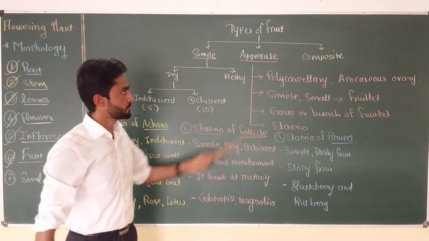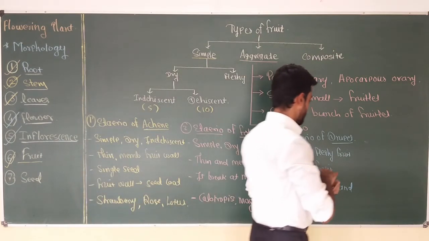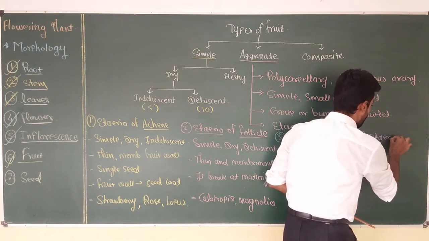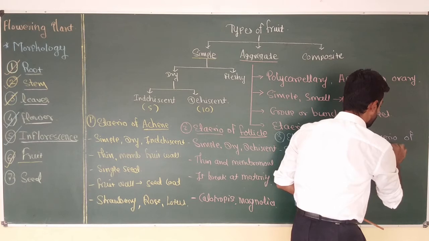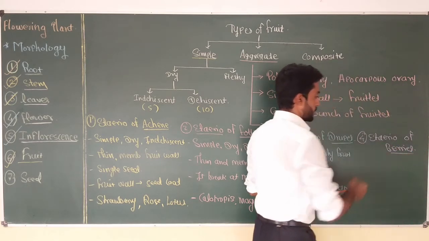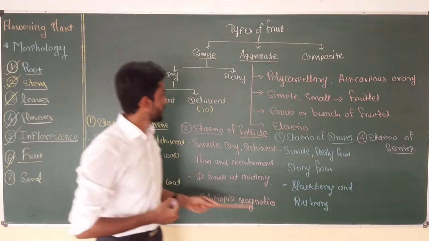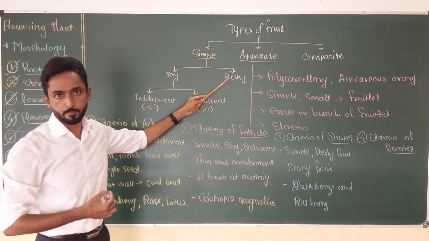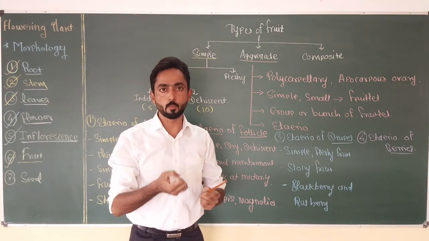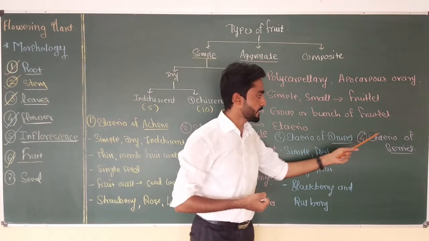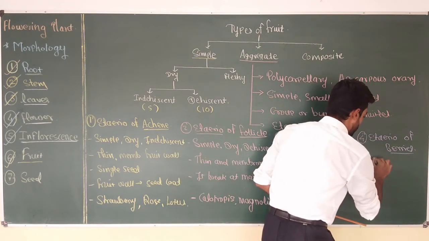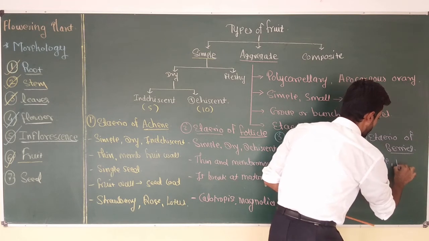And now the last type of aggregate fruit is Etaerio of berries. Okay, berries are nothing but a type of simple fleshy fruit, and when multiple berries come together, they form a group or a bunch which is called Etaerio of berries. So it is nothing but simple fleshy fruit.